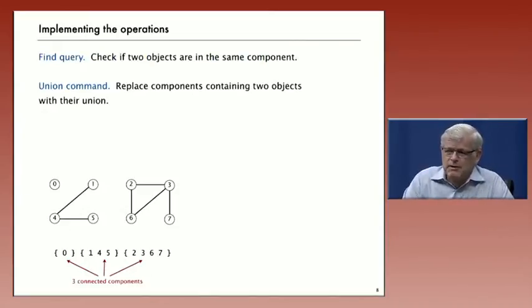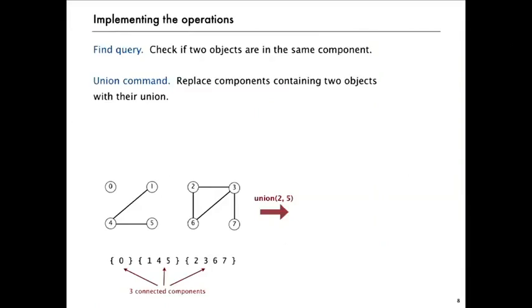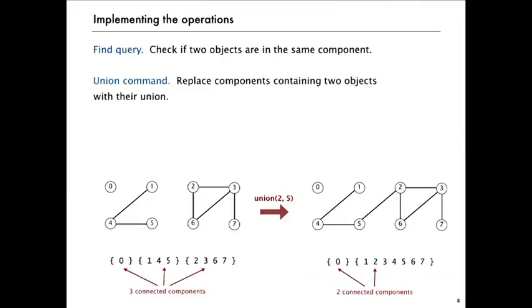Okay, so to implement the operations, we have the find query and the union command. And so we're going to maintain the connected components. The find is going to have to check if 2 objects are in the same component. And the union command is going to have to replace components containing 2 objects with their union. So for example, if we have these components and we get the command to connect 2 and 5, essentially, we need to merge the connected components containing the one containing 2 with the one containing 5 to get a big connected component. So now we have only 2 connected components.